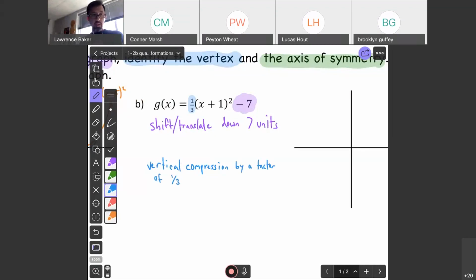Ty, what about that +1? What's that +1 doing for us? "+1, parentheses, shift left 1 units," he's saying in the chat. So awesome. Shift left 1. So he got the sign switch there, right? It says +1. We're going to treat it like a -1, though.